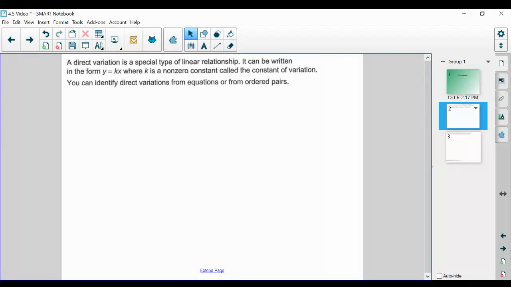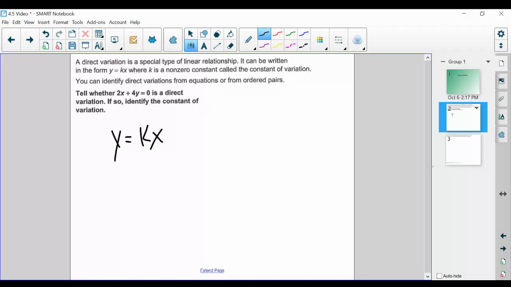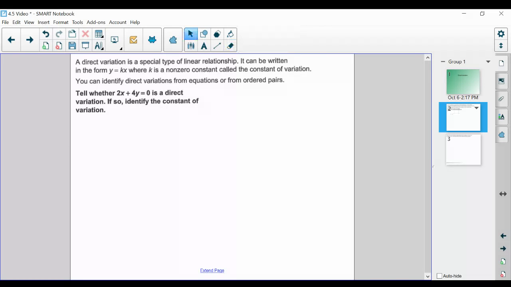So you can identify direct variations from either equations or ordered pairs. Let's look at the first, when we're dealing with equations. Let's tell whether or not 2x plus 4y equals 0 is a direct variation. If so, we want to identify that constant of variation, the value of k. In order to do that, we first need to get it into the form y equals kx. Right now, it's in standard form, and it's not in direct variation, so we have to move it around.